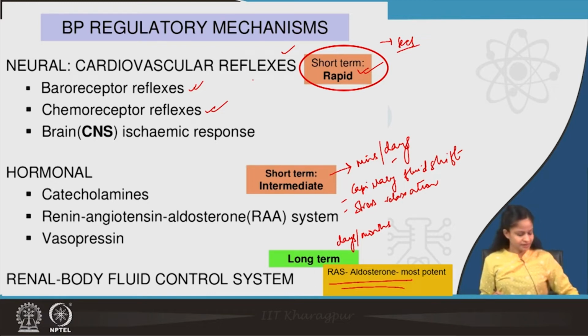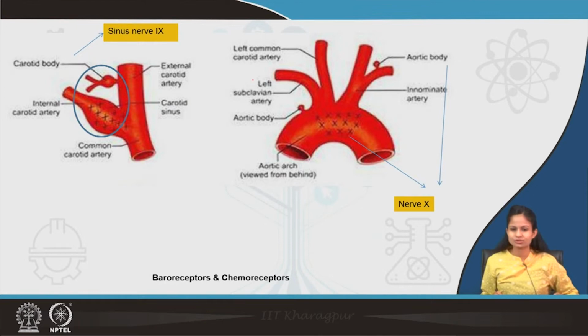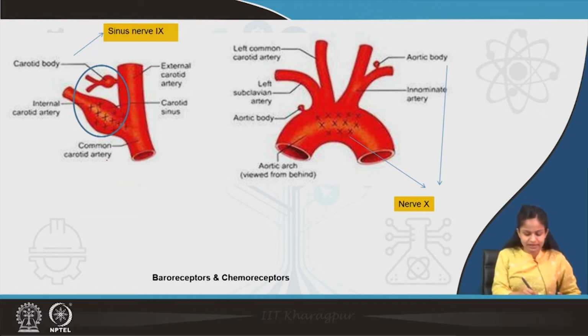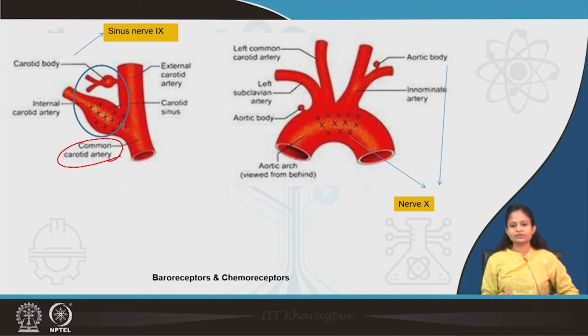So, the baroreflex pathway mainly consists of the baroreceptors. Now, what are these baroreceptors and chemoreceptors? Where are they situated? We have the common carotid artery. When the common carotid artery bifurcates into the internal carotid artery and external carotid artery, the internal carotid artery shows a bulging. That bulging consists of the baroreceptor, that is the carotid sinus, that group of cells which is present in that bulge of the internal carotid artery.